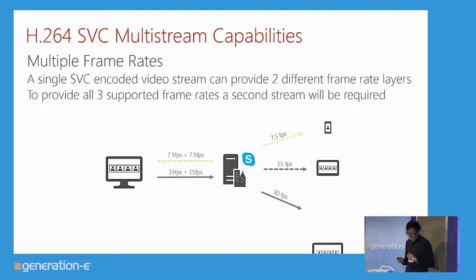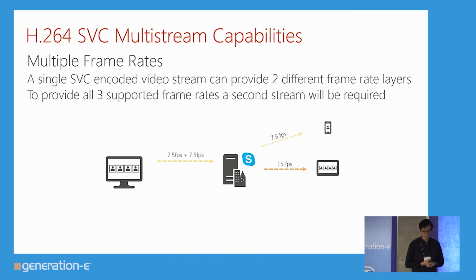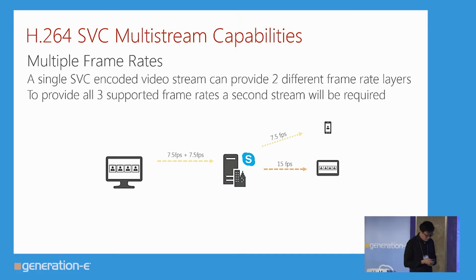the sending client will no longer need to send the two 15 frames per second layers. It will just need to send a single stream that has two 7.5 frame rates. It will then combine the two to send the 15 frames to the tablet, and just send the 7.5 frames to the mobile device. So this is a lot of intelligence that Microsoft has built into the Skype for Business server and the client to optimize both the network and also the CPU usage.